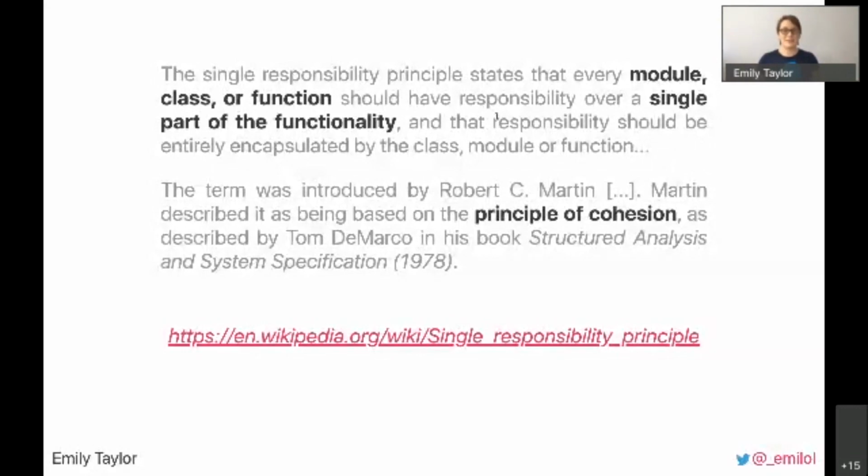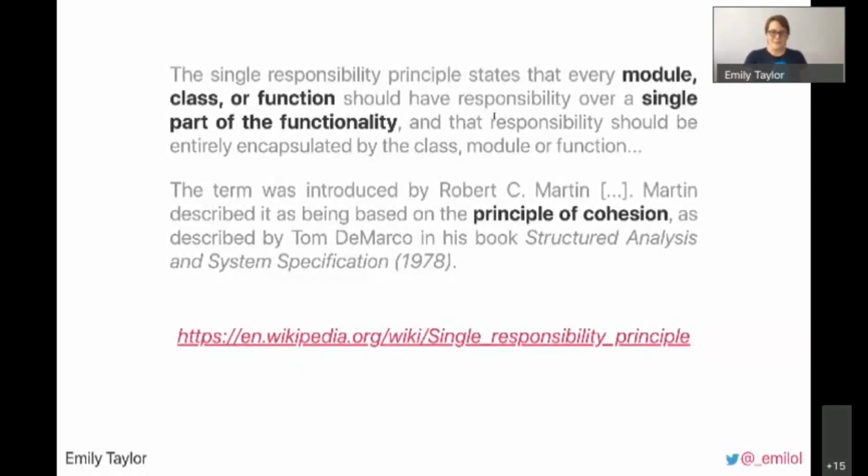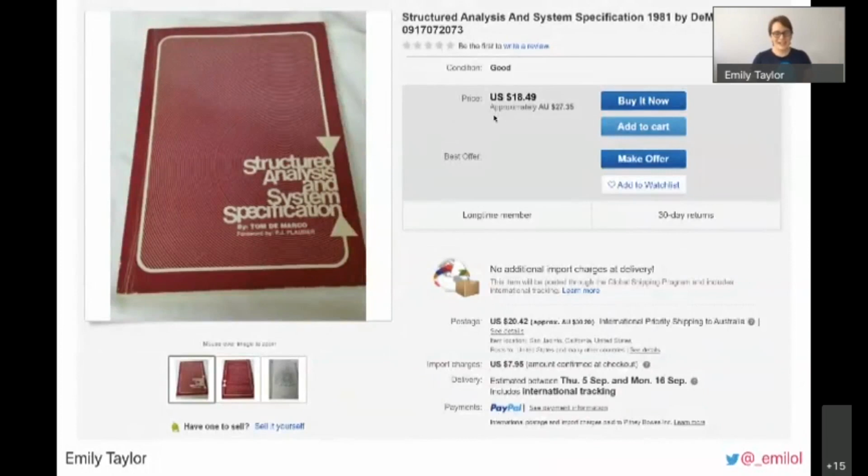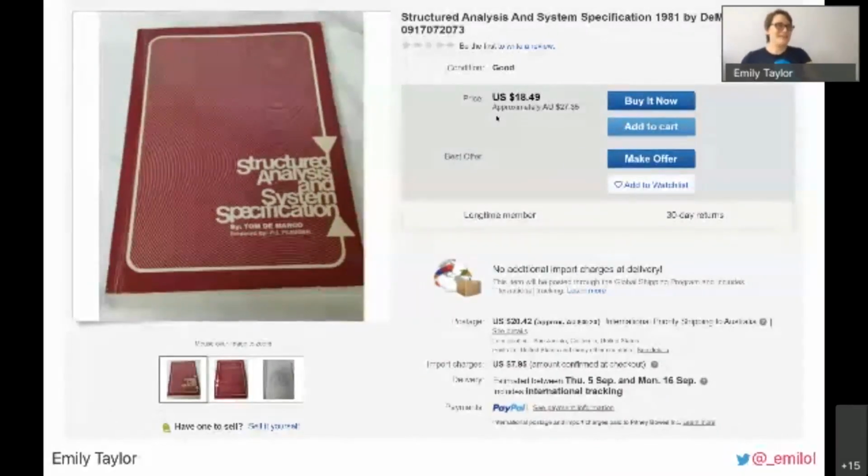Like, he was involved in some pretty important decisions around the turn of the century, had his name on some important documents. So I could probably take his word for it, right? This principle of cohesion: I have responsibility over one thing. Well, I'd had it recommended to me to go ahead and go back to the source.